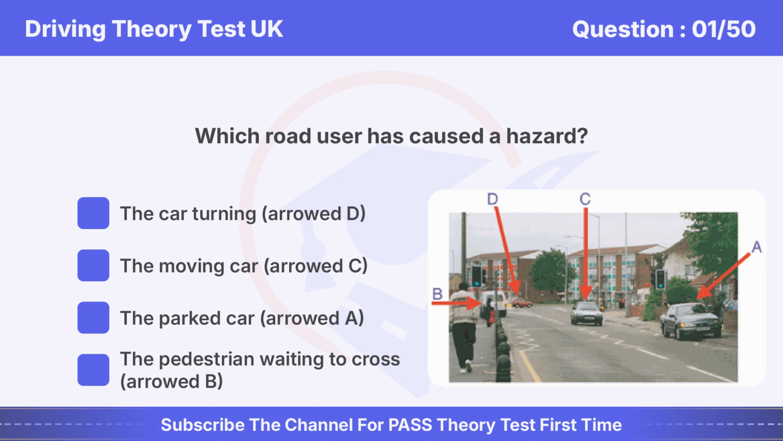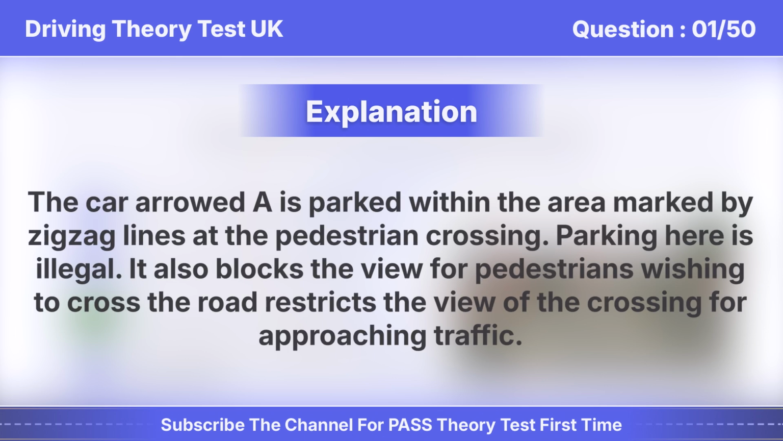Question 1. Which road user has caused a hazard? Answer is C. The parked car, arrowed A. The car arrowed A is parked within the area marked by zigzag lines at the pedestrian crossing. Parking here is illegal. It also blocks the view for pedestrians wishing to cross the road, and restricts the view of the crossing for approaching traffic.